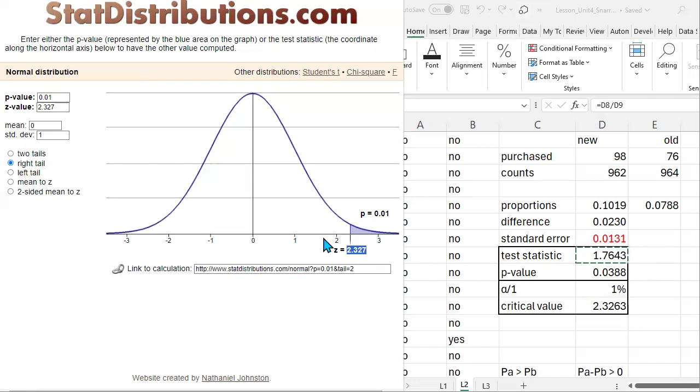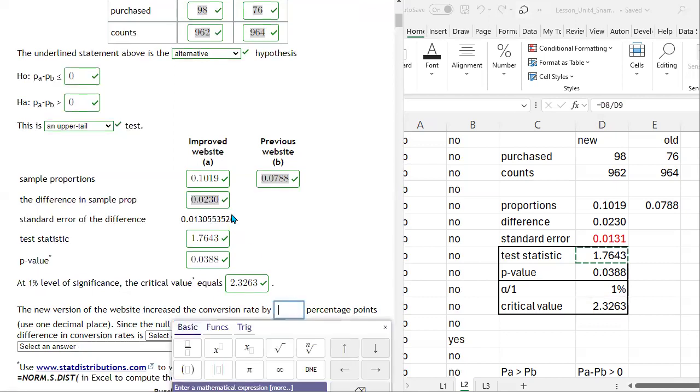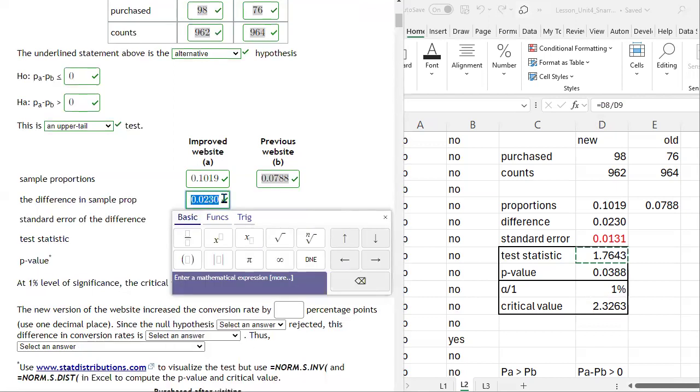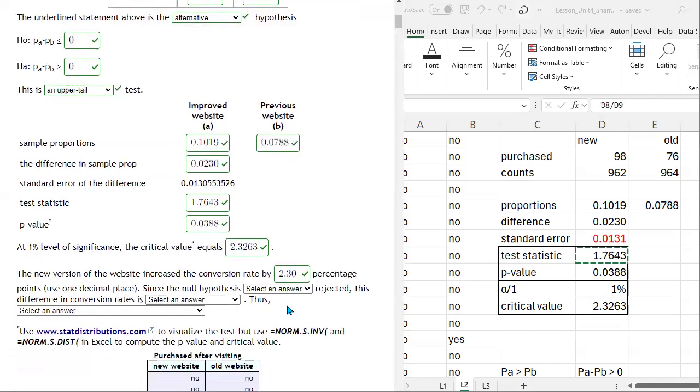The difference is insignificant. The new version of the website increased the conversion rate by how many percentage points? I've got to multiply that by 100 to answer this question, right? So 100 times 0.0230 is 2.30 percentage points. It increased the conversion rate by 2.3 percentage points.